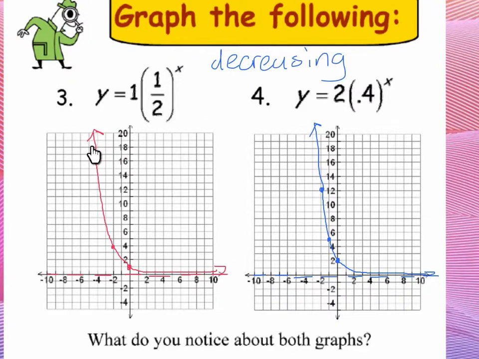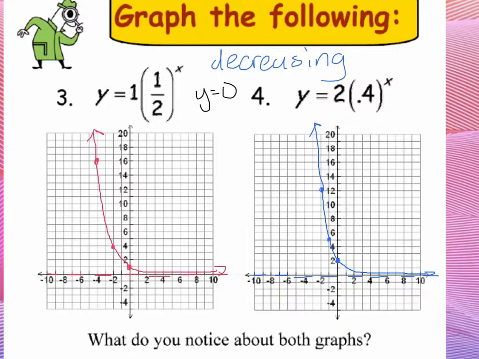Notice that if you read from left to right, they are decreasing on the graph, going down. Also, they both have a boundary line of y equals 0, which helps with our range. This is the boundary line right here. Notice the graph gets very close to that line but never crosses it. That's the asymptote that we discussed in class.